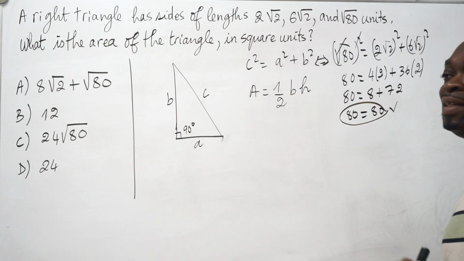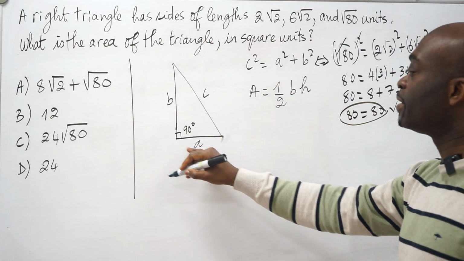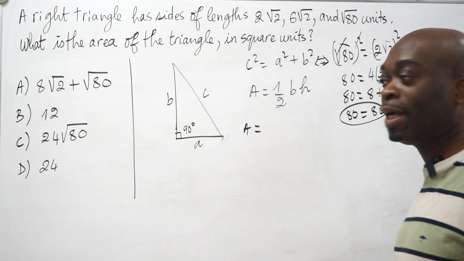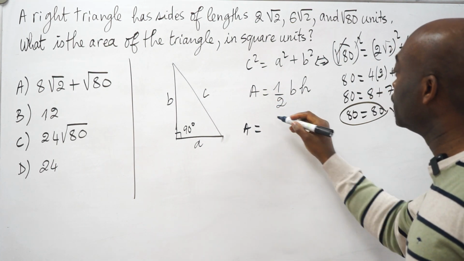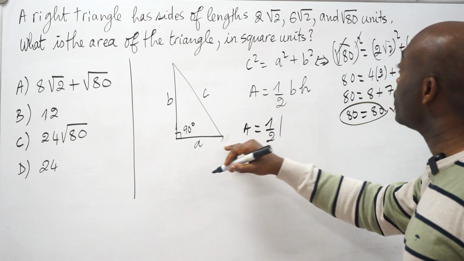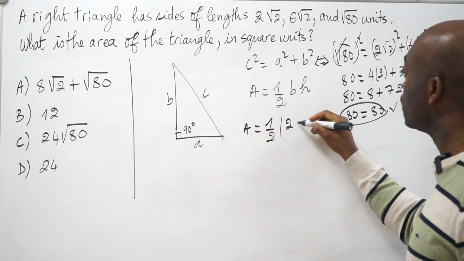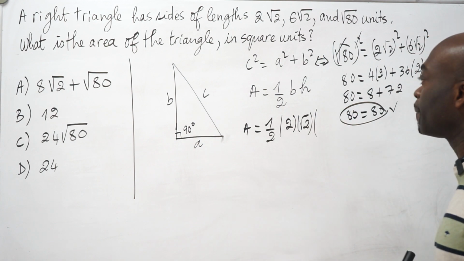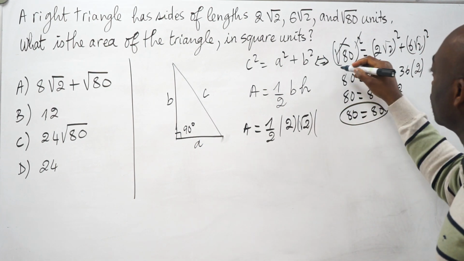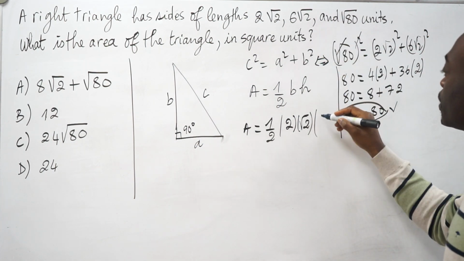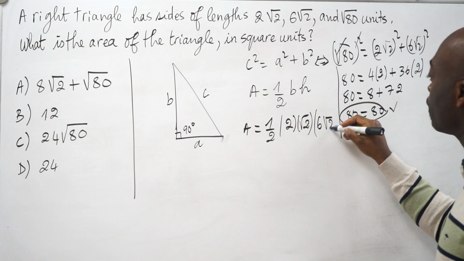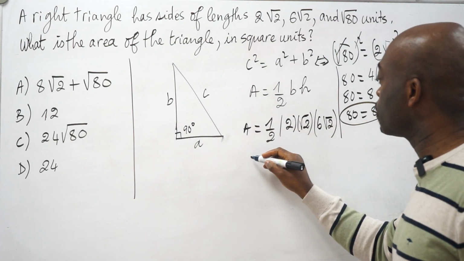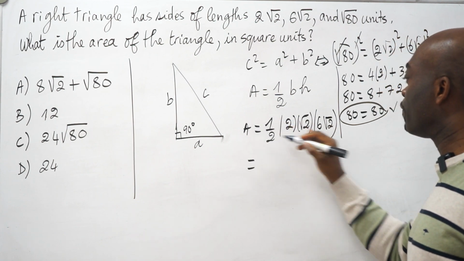So you don't need the C in this case, right? Because the base is this one here, and this is the height. So let's go for it. A equals what? We have half times the base, which is 2 square root of 2, times the height, which is 6 square root of 2. Okay? So that would give us half times all of these things.